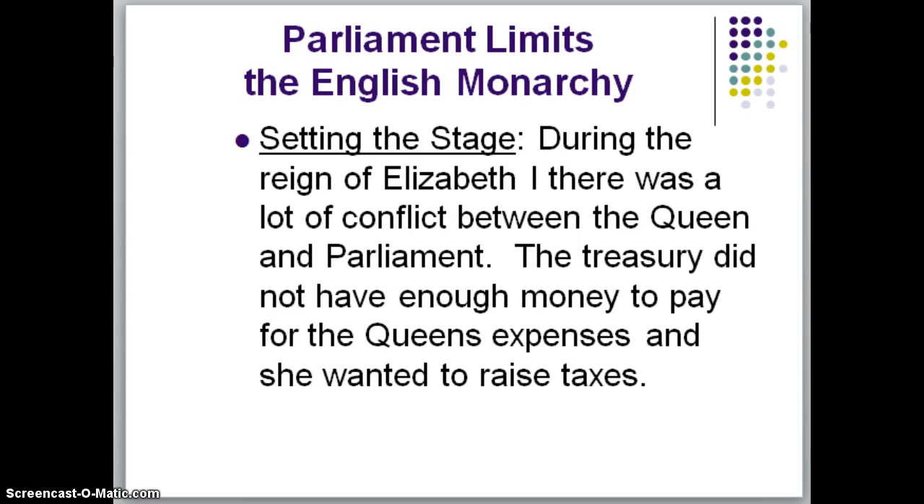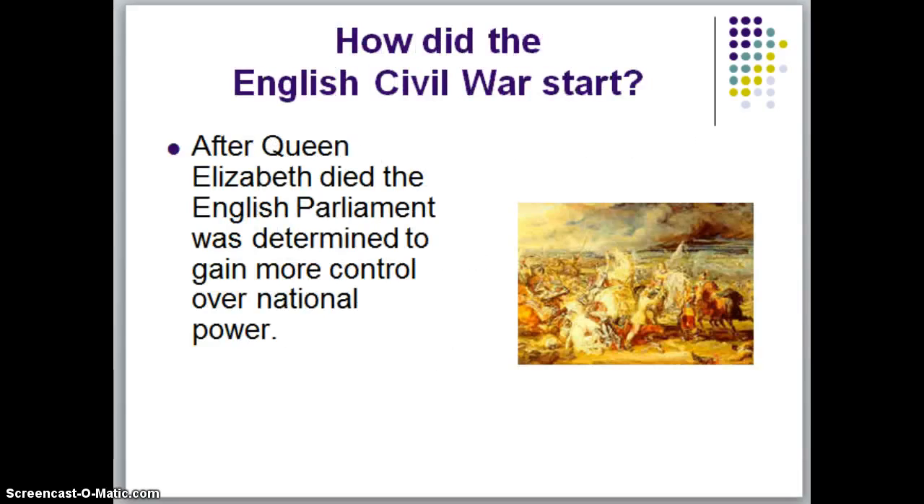So during the reign of Queen Elizabeth I, there was a lot of conflict between the Queen and the Parliament. The Treasury did not have enough money to pay for the Queen's expenses, and she wanted to raise taxes. So how did the English Civil War start? After Queen Elizabeth died, the English Parliament was determined to gain more control over national power.